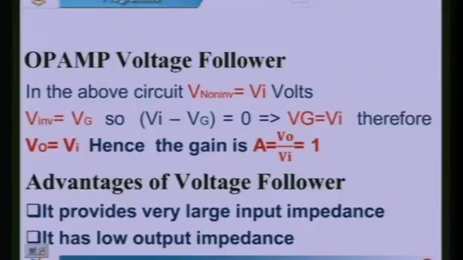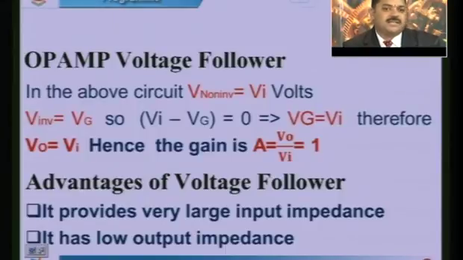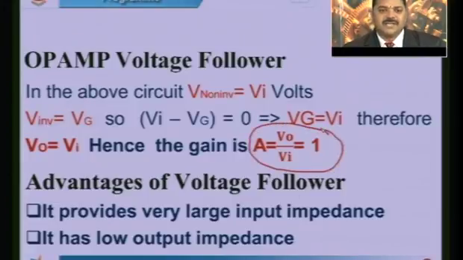So, in the above circuit, V non-inverting is Vi, the same analysis which I did on the board. V inverting is equal to Vg. So, Vi minus Vg equal to 0. So, Vg equal to Vi, therefore, V naught equal to Vi. Hence, what is the gain of this operational amplifier circuit? The voltage follower circuit gain is given by this formula: A is equal to V naught divided by Vi. V naught is the same as Vi, therefore, we get 1. So, this op amp circuit is also called a unity gain op amp circuit, and since it follows the input voltage, it is also called a voltage follower.